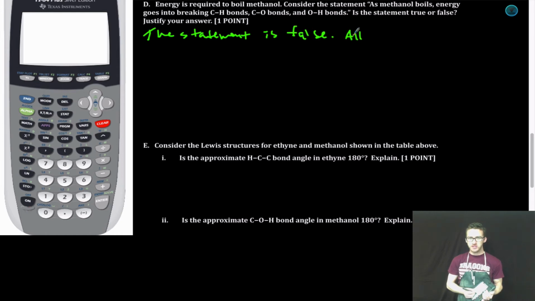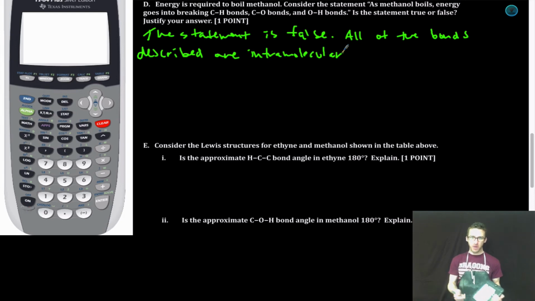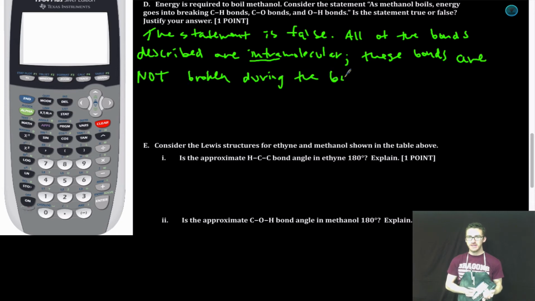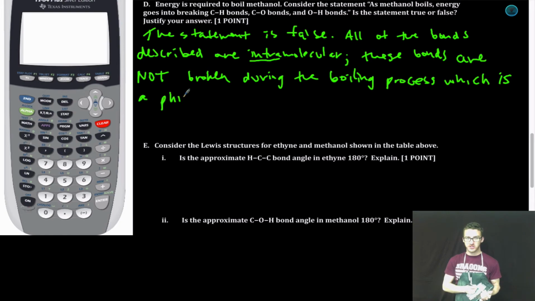All of the bonds described are intramolecular, within the molecule. Intra. These bonds are not broken during the boiling process, which is a physical change. Boom.